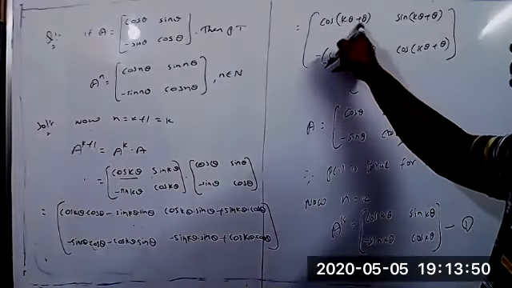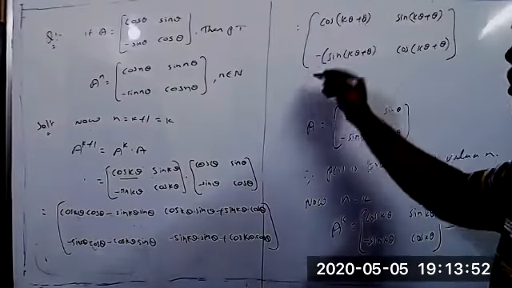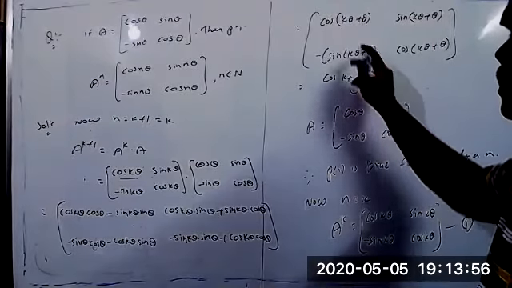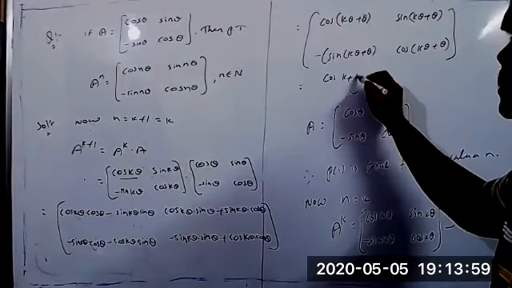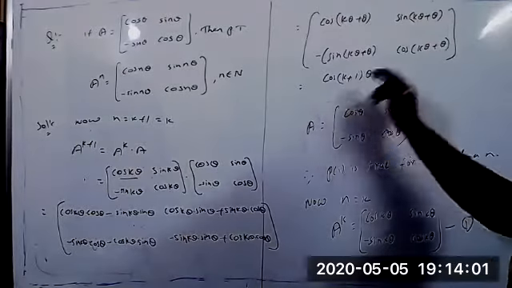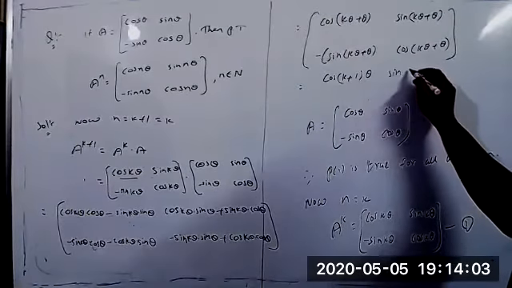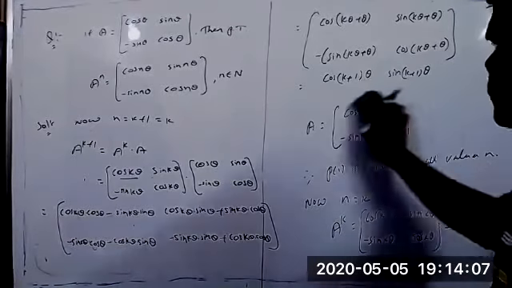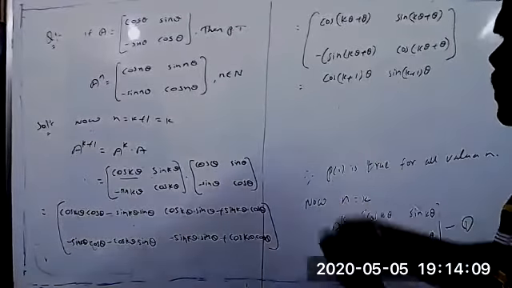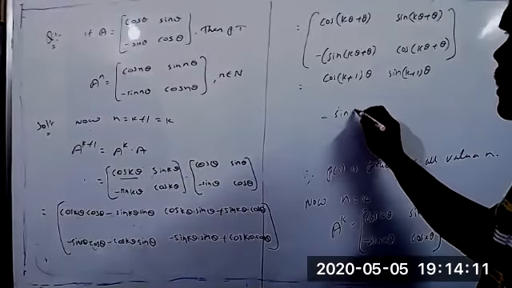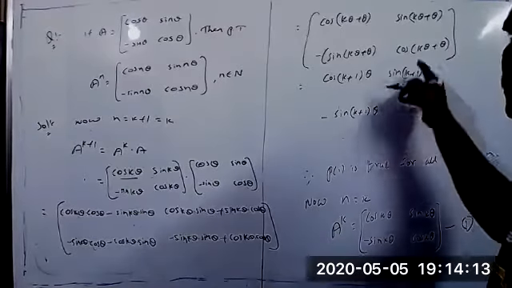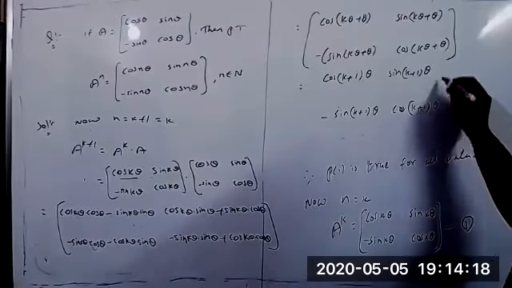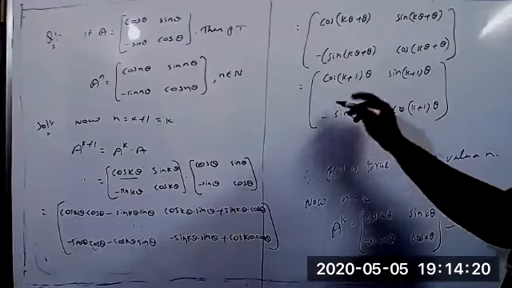Now from this one if you take theta common, what you get? Theta outside means cos k plus 1 into theta. This is the same, sin k plus 1 into theta. And coming to the third term, minus of sin k plus 1 into theta. Next cos k plus 1 into theta now.